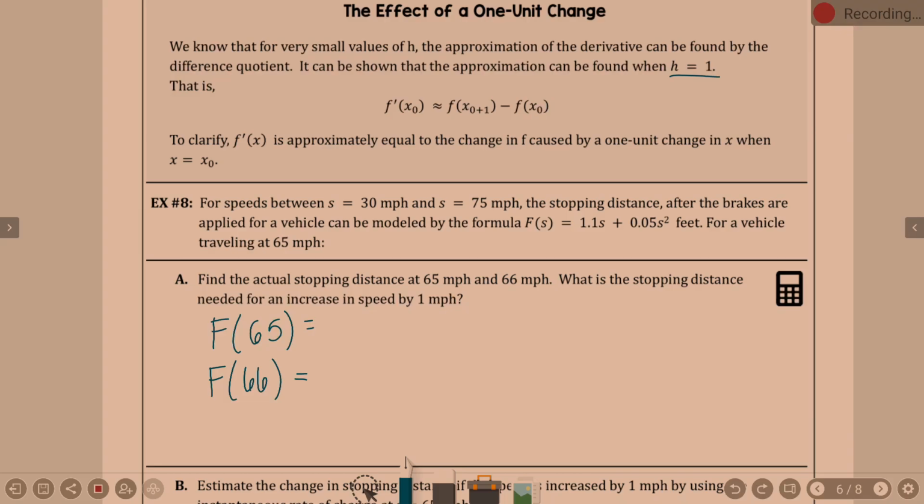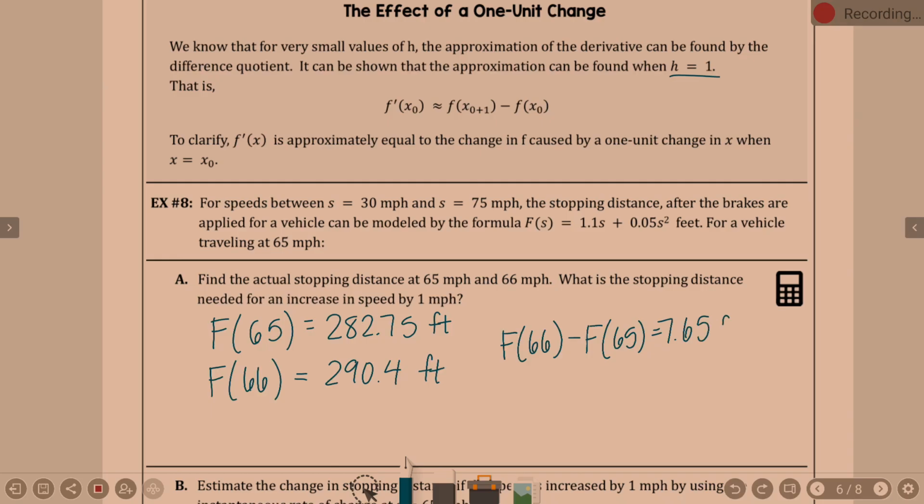So f of 65 is 282.75, and that would be feet. f of 66 is 290.4 feet. So what is the stopping distance needed for an increase in speed by 1 mile per hour? What are we going to do? Subtract them. f of 66 minus f of 65 is 7.65 feet.